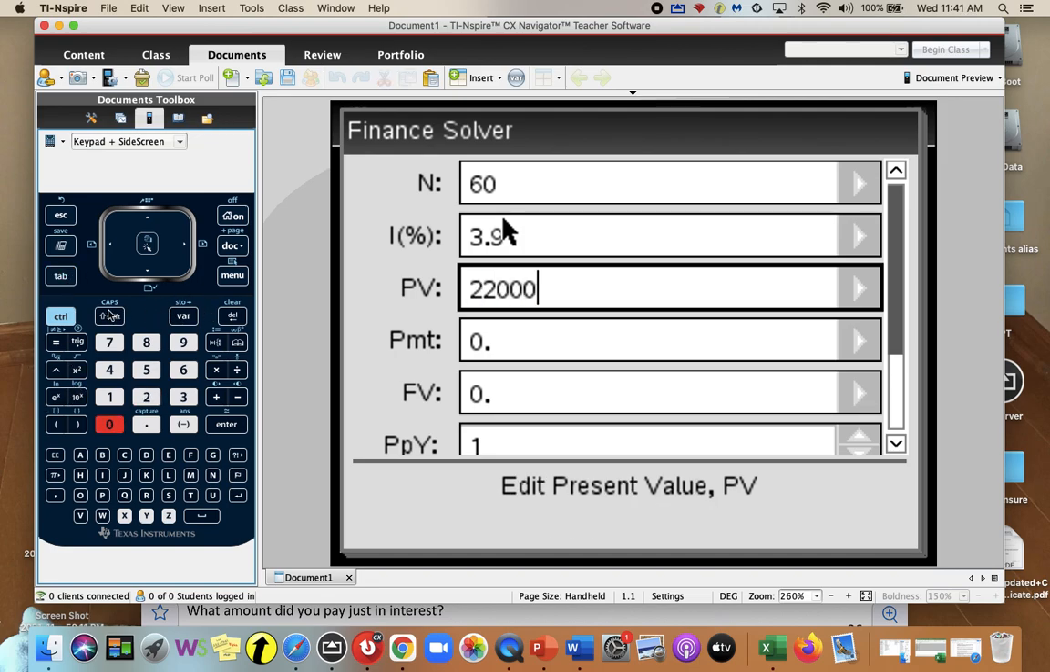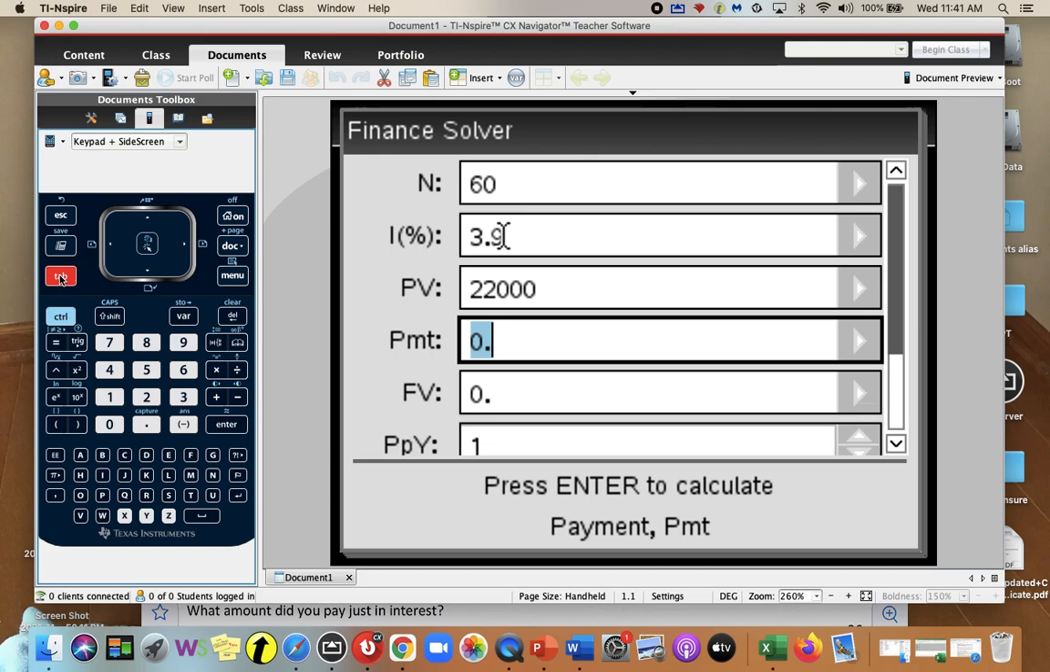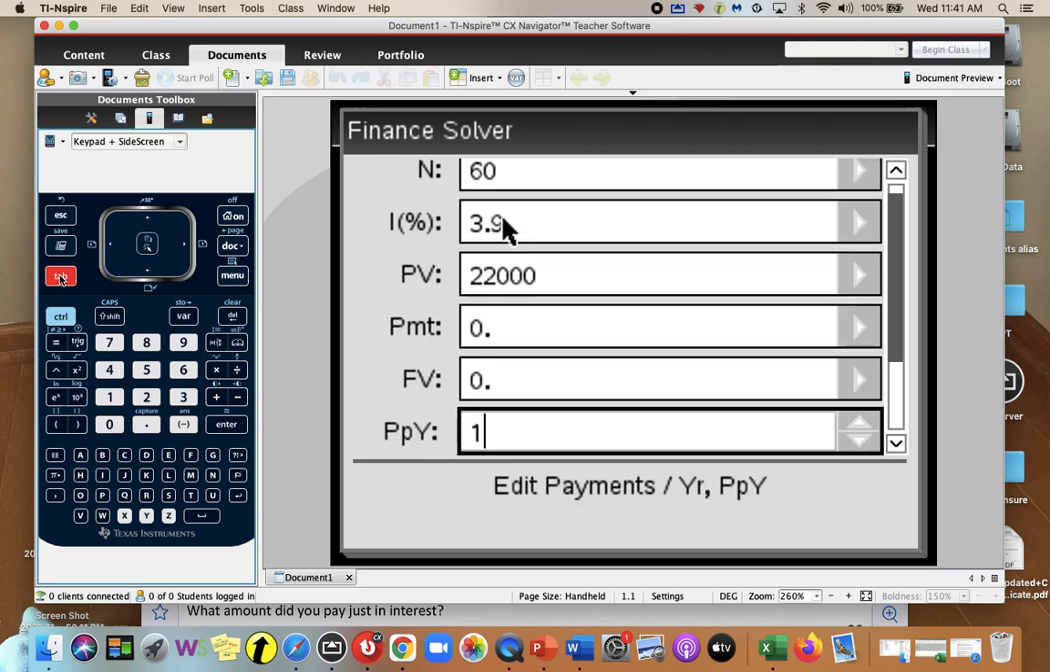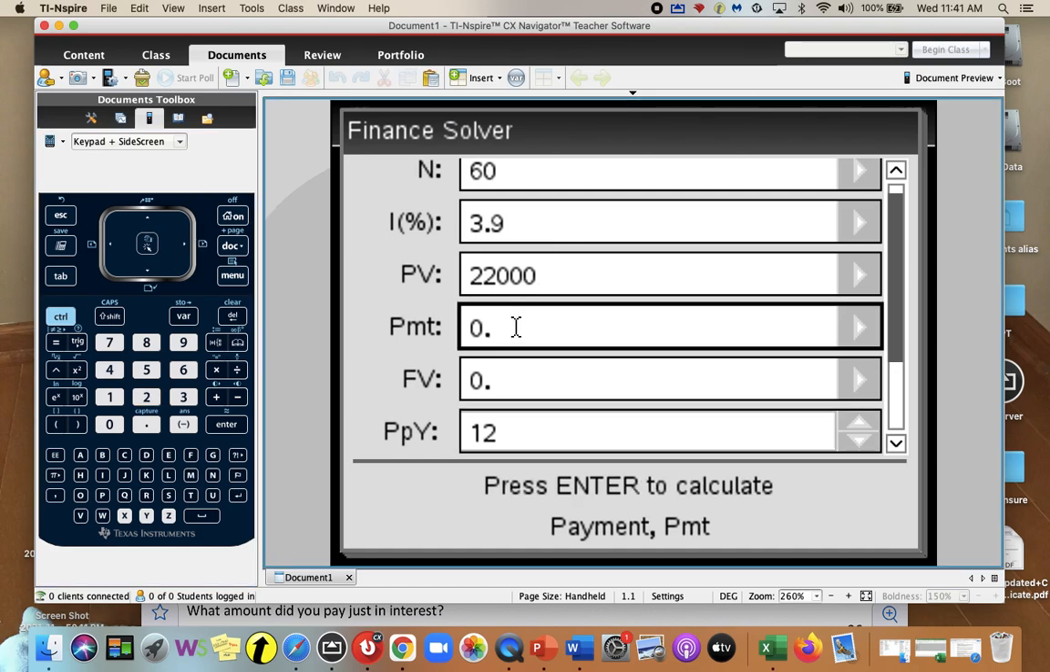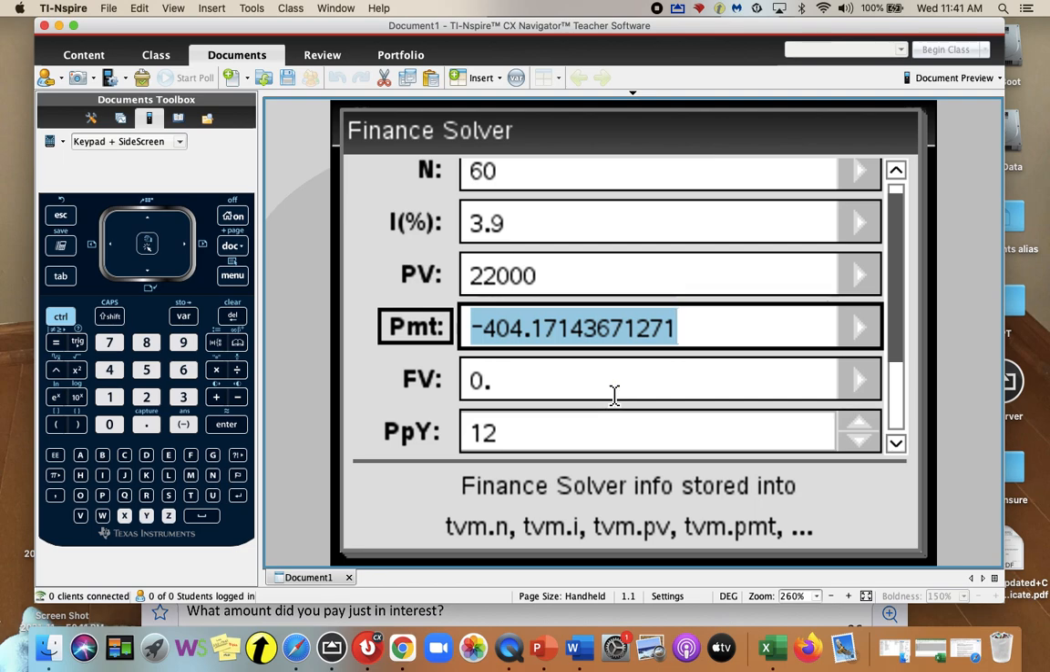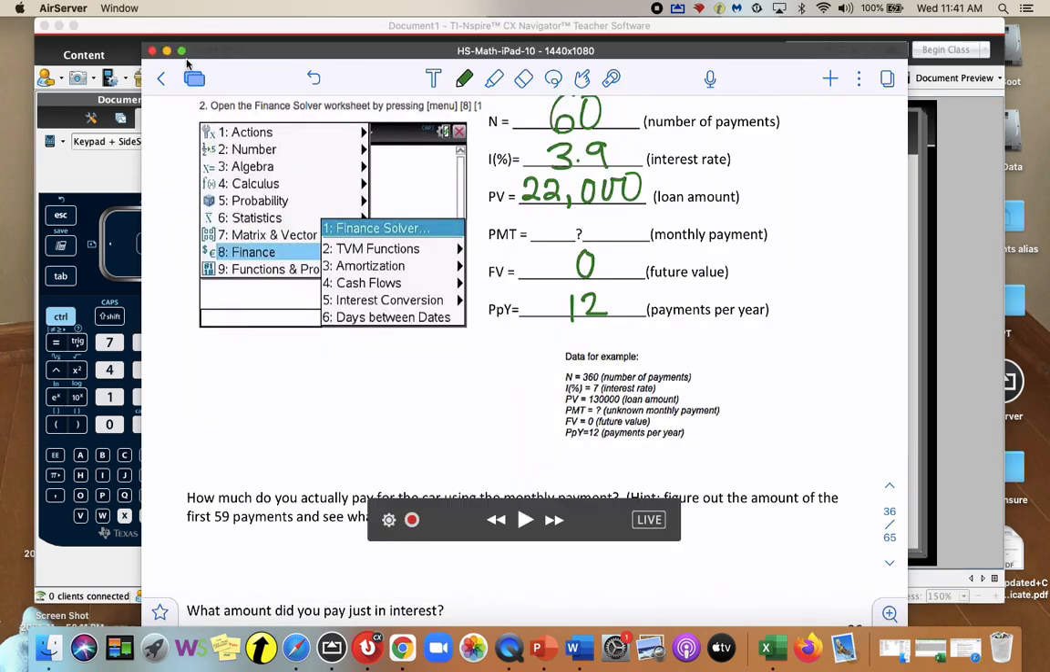Hit Tab again. We're going to skip over payment, we don't know it yet. Future value should be 0, 12 payments per year. And then you have to use your scroll wheel and go back up to payment, and then you can hit Enter. So if you got this number, it's $404.17. That's the actual car payment that you would have to make in order to pay off the car in exactly 60 months.